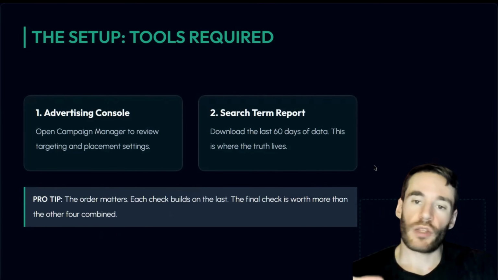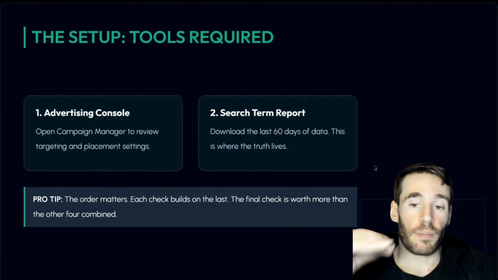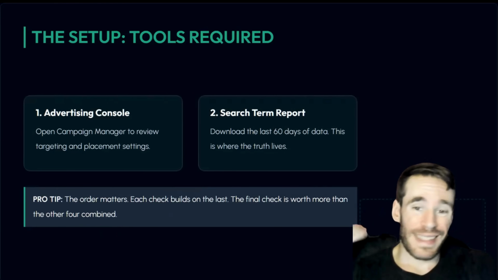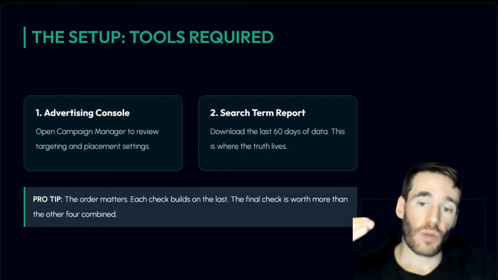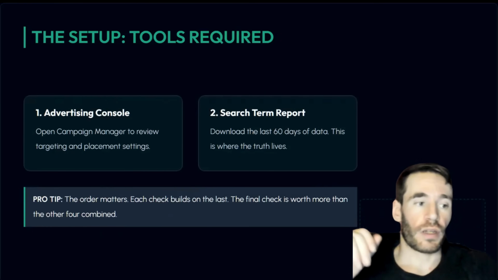I cannot explain why, because we don't have time, but based on our 9 years of experience and 600 campaigns managed, the fastest way to do this work is following this order.